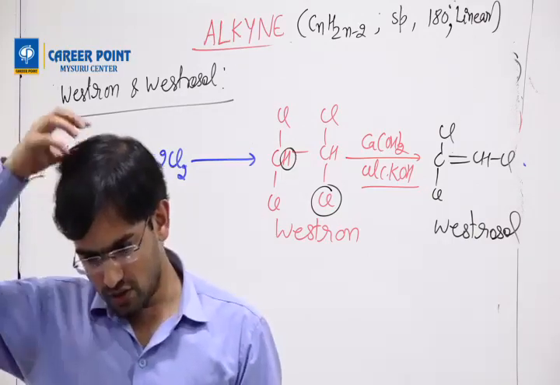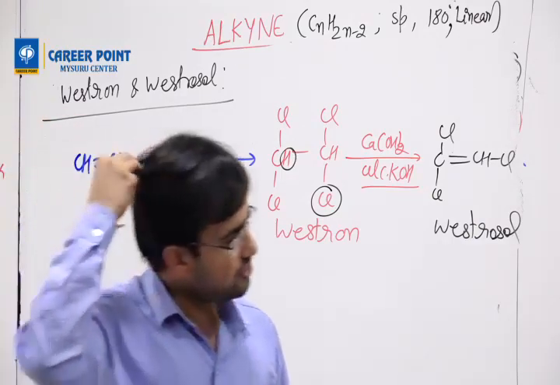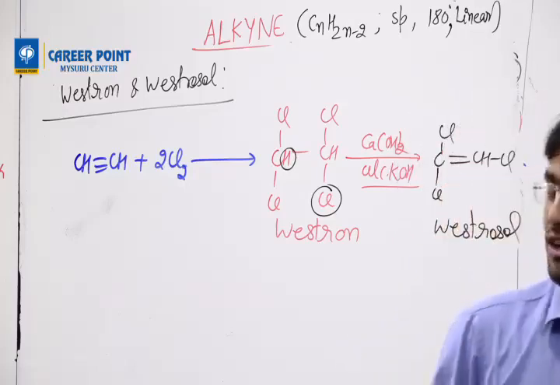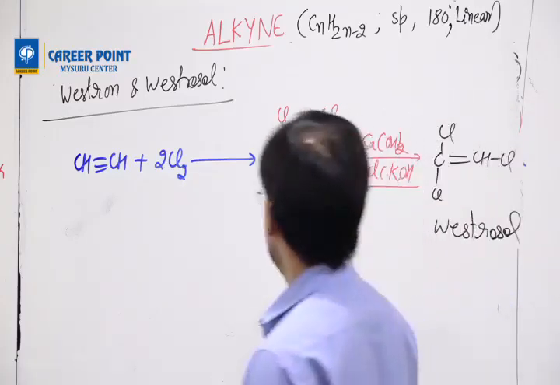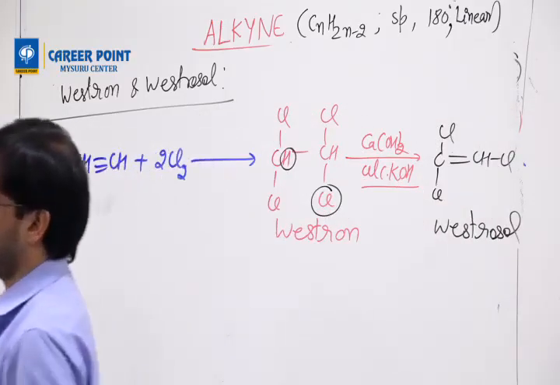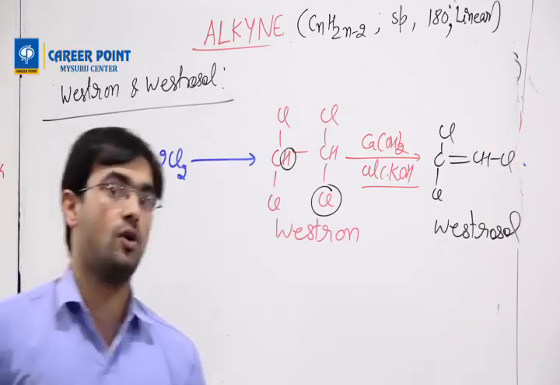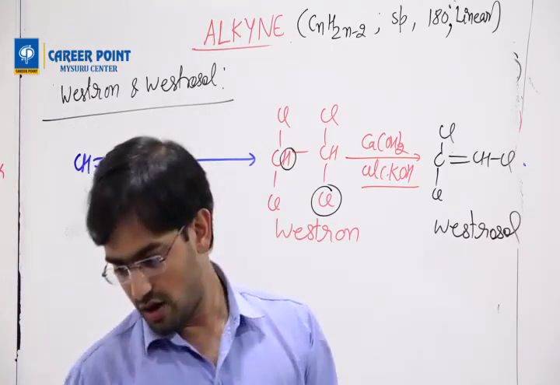So what is Vestrol used for? Vestrol is used to dissolve ether in organic compounds. This is used to dissolve solvent. This is used to dissolve compounds which I require in some reactions. Okay.